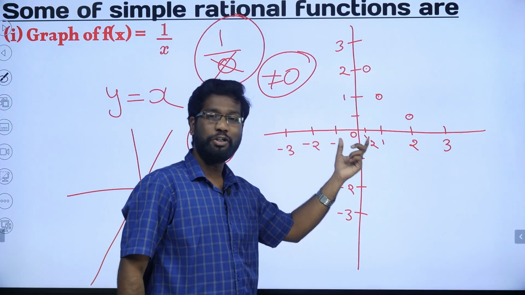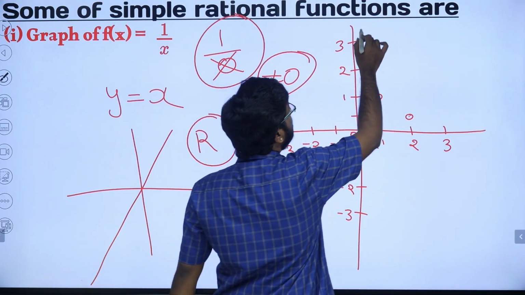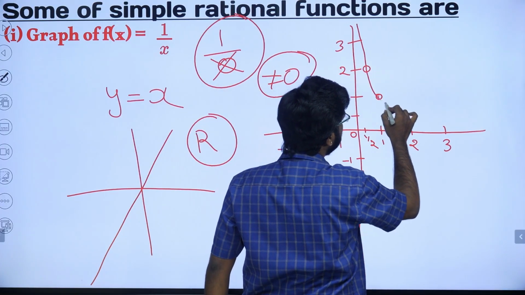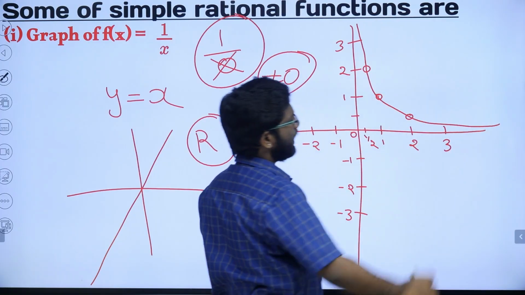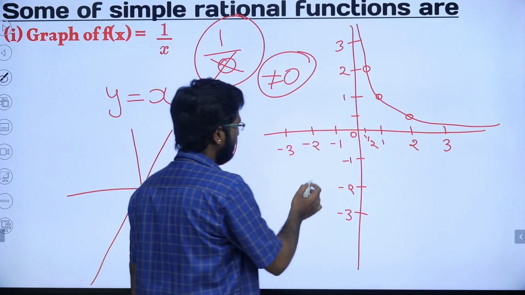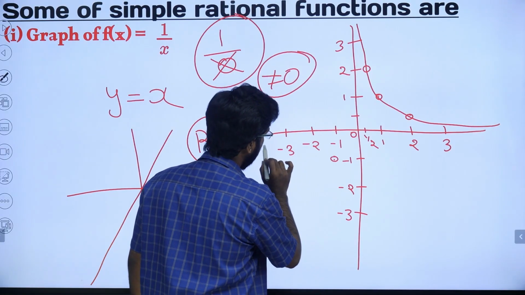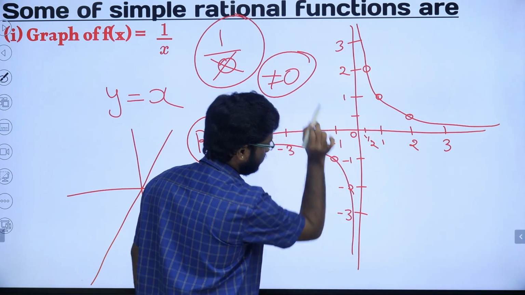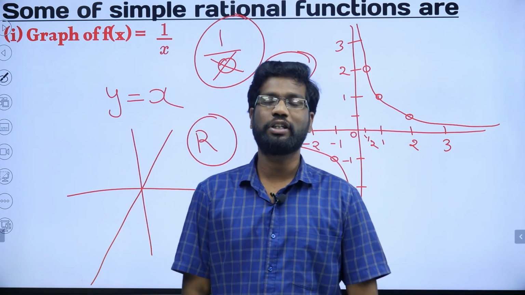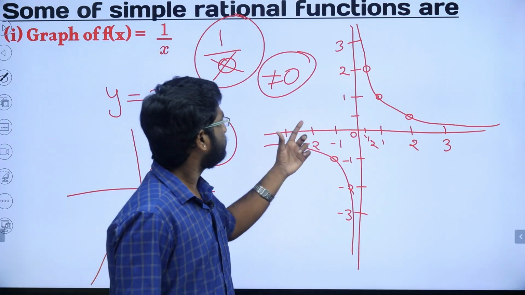So from 0 to 1, it goes closer to 0, my dear students, but it never touches the 0. So my graph goes like this. I hope you can understand. The same thing, ditto, copy from here, minus 1, and it goes like this. So this is the graph for the 1 by x function. I hope you understand it.